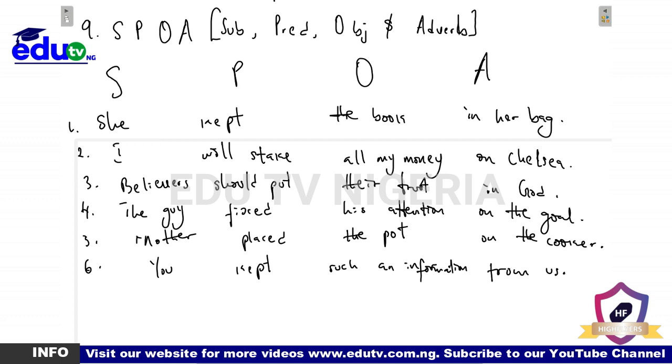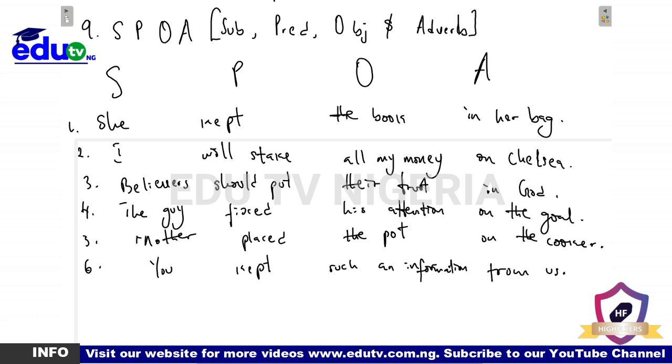So looking at all of these, we have she as the subject of the first sentence, kept predicator, the book object, in her bag adjunct. 2, I subject, will stake predicator, all my money object, on Chelsea adjunct. Believers subject, should put predicator, their trust object, in God adjunct. The guy subject, fixed predicator, his attention object, on the goal adjunct. Mother subject, placed predicator, the pot object, on the cooker adjunct.